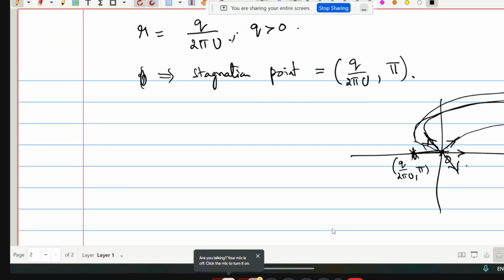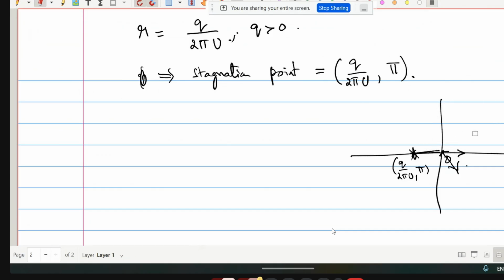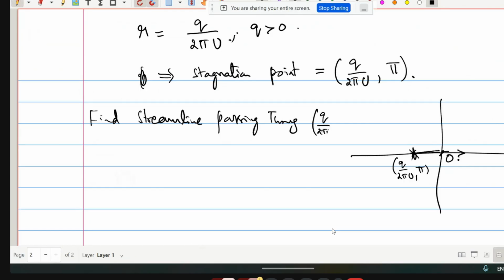Yes, sir. So before you see inside, that is what is maybe happening inside. Okay, so you don't look at this right now. What you do is you just check this now at the stagnation point. So find a streamline passing through this point, Q divided by 2 pi U, and pi.